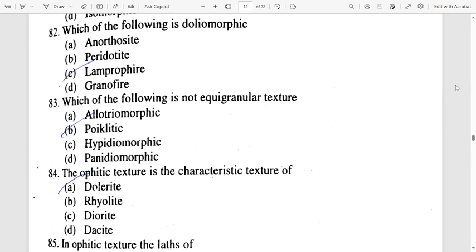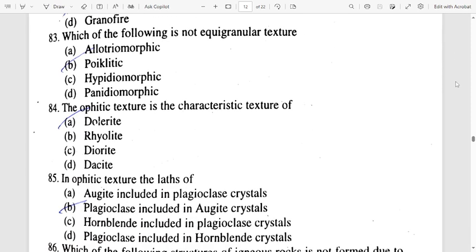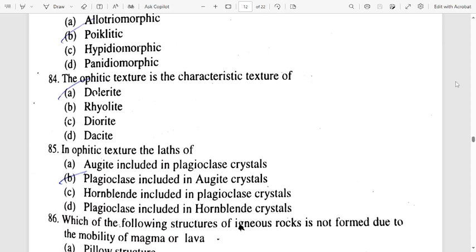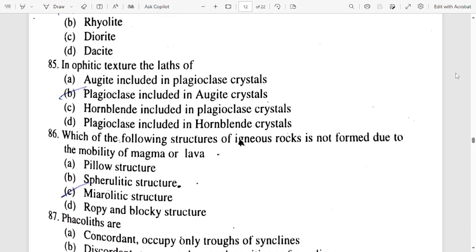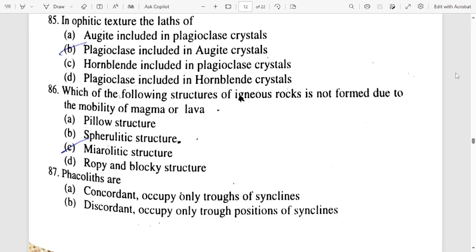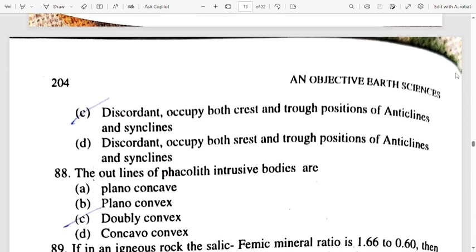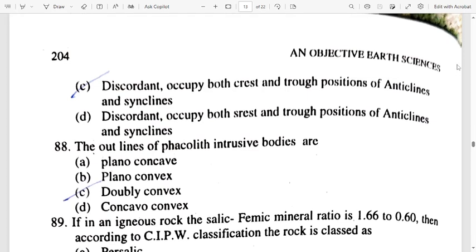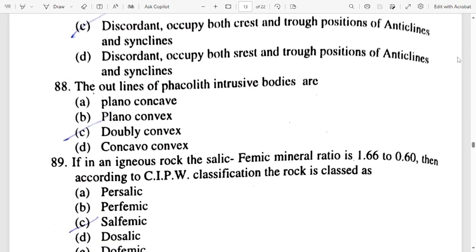Poikilitic. The ophitic texture is the characteristic texture of dolerite. In ophitic texture, the laths of plagioclase are included in augite crystals. Which of the following structures of igneous rocks is not formed due to the mobility of magma or lava? Pyrolitic structure. Phacoliths are concordant, occupying both crest and trough positions of anticlines and synclines. The outlines of phacolithic intrusive bodies are doubly convex.